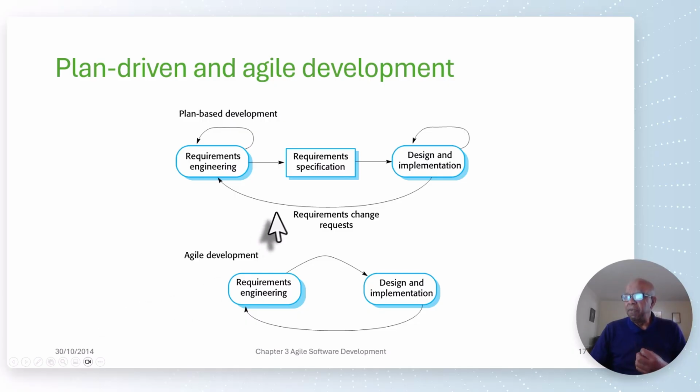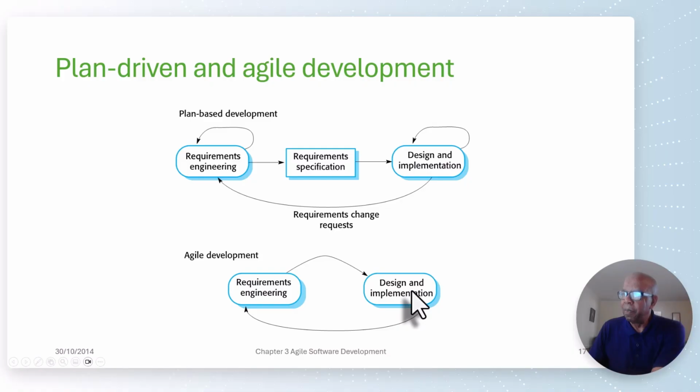Here, just kind of highlight real quick, the waterfall model is plan-based, and the basic steps are requirements engineering, requirement specification, design, implementation, okay? And then we go back when a requirement changes. Requirements are a key part of plan-driven methodologies. In agile, we have requirements engineering, we do design and implementation. Did it work? No? Go back to requirements engineering, do design and implementation.